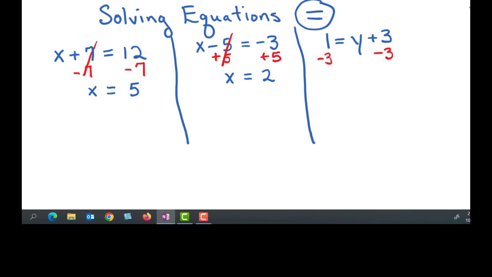Do the same on the other side. Clean up. This leaves us y on that side. We don't care which side it's on. Over here, 1 minus 3, or 1 plus a negative 3, is the same thing. Different signs, subtract, and take the sign of the larger. It is fine to use your calculator.